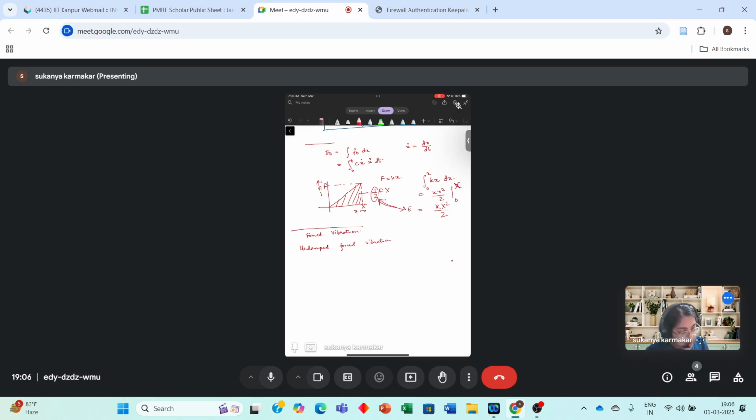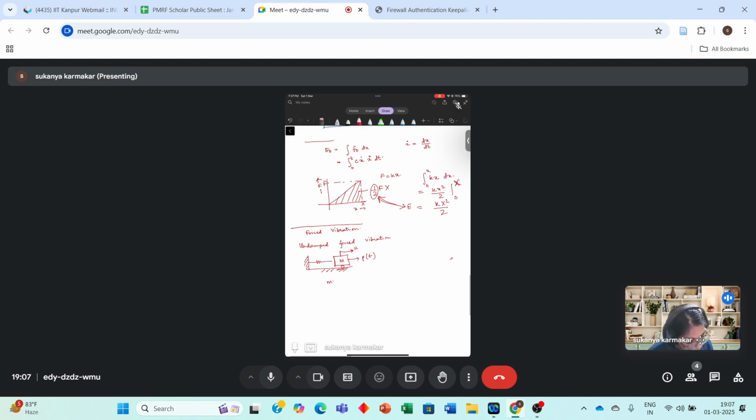So, for undamped forced vibration, the system is the same thing, and now you have a force acting on this body. So the differential equation which you are solving is m u double dot plus k u equals p of t.